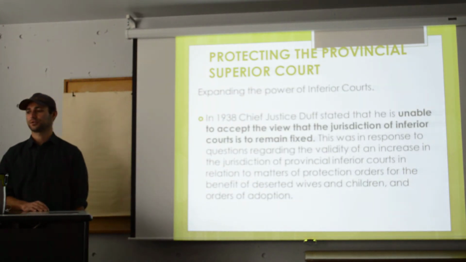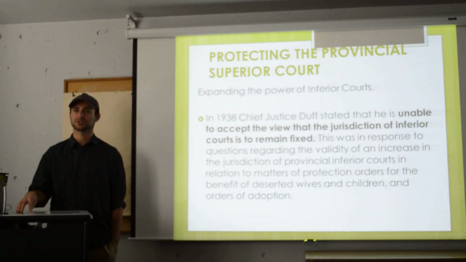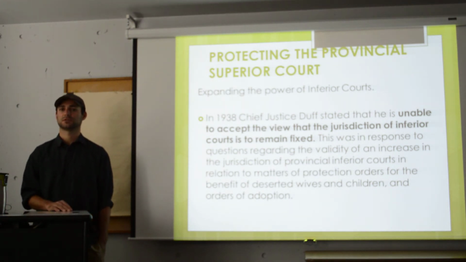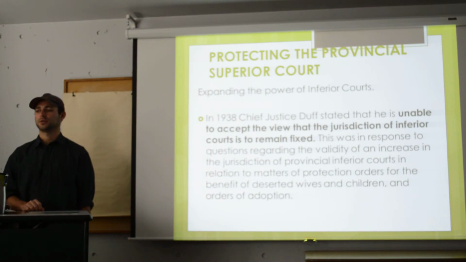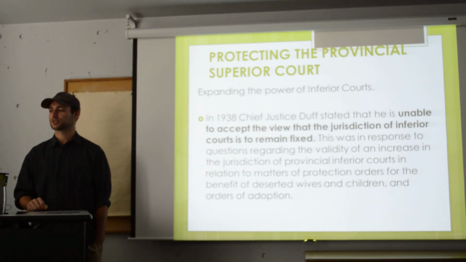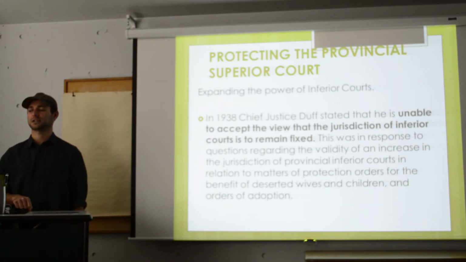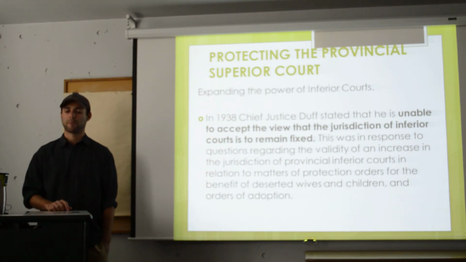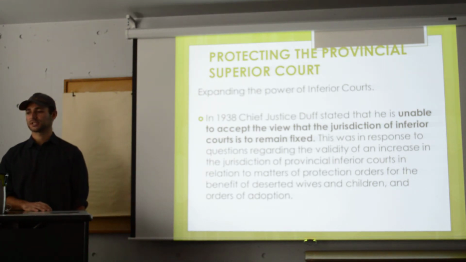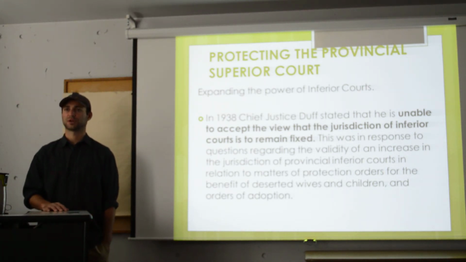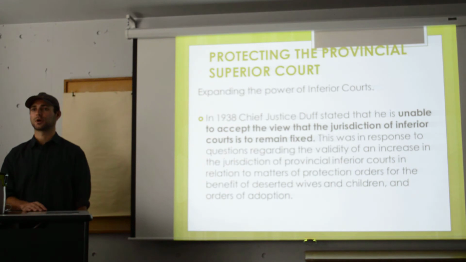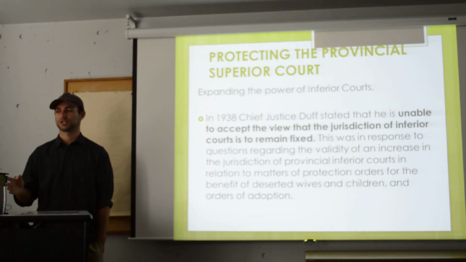Expanding the power of inferior courts. In 1938, Chief Justice Duff said that he's unable to accept the view that the jurisdiction of inferior courts is to remain fixed. So this was a response to a question regarding the validity of an increase in the jurisdiction of provincial inferior courts in relation to protection orders for the benefit of deserted wives and children and orders of adoption. So there was a certain amount of pressure to allow the inferior courts to make broader decisions, and Chief Justice Duff agreed.